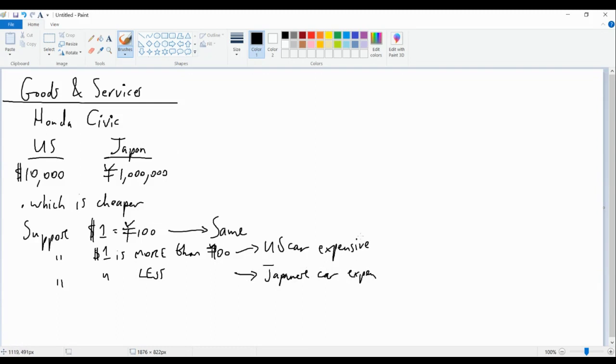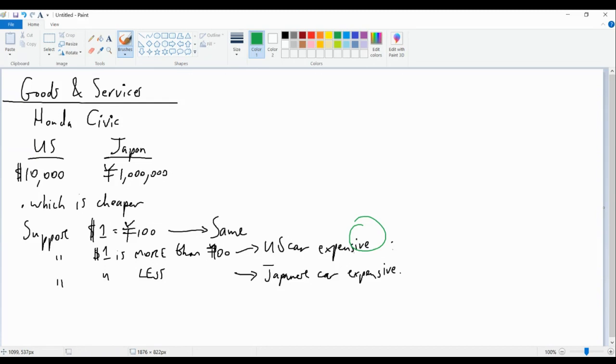Because $10,000 would be less than 1 million. And then I would want to source my cars from the US. Well, now what does that tell us about actual exchange rates? Suppose we're in this situation where the US car is more expensive. Then I want to source my cars from Japan, which means what? It means I need to buy Japanese currency in order to buy the Japanese cars.